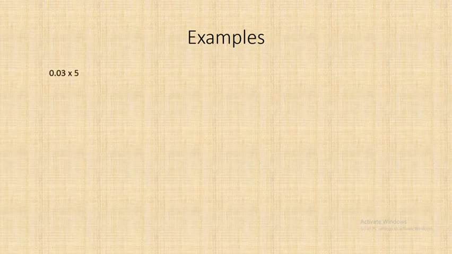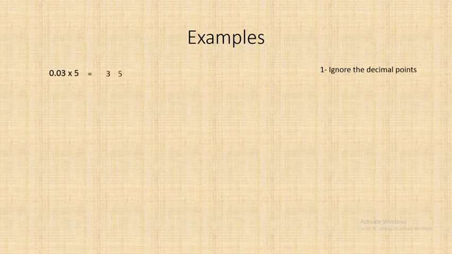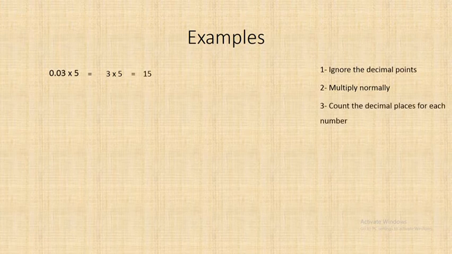0.03 times 5. First of all, I will just ignore the decimal point, so it's going to be 3 times 5. And then multiply normally. 3 times 5 equals 15. Count the decimal places for each number. So here, the first number is going to be 2 decimal places. 1, 2, as you see here. So 2 decimal places. And here, it's 0 decimal places. There's no decimal point here.